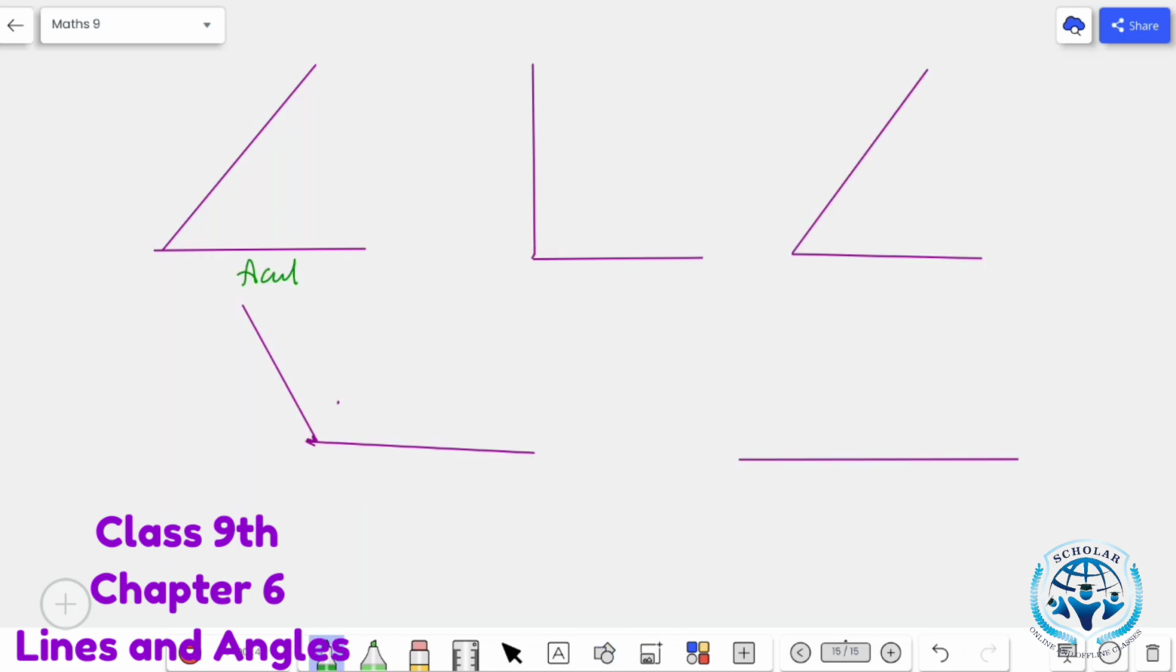The first one is acute angle, which is less than 90 degree. The angles which are more than 90 degree are called obtuse angles. The angles which are of 90 degree are called right angles.